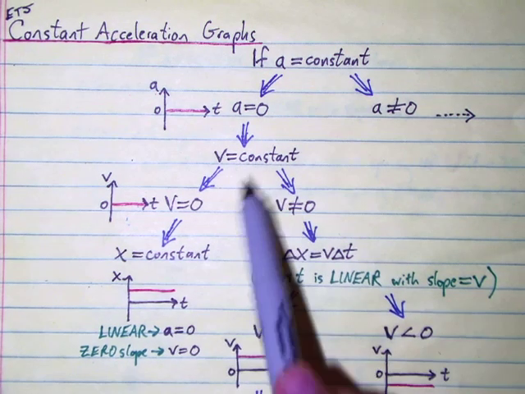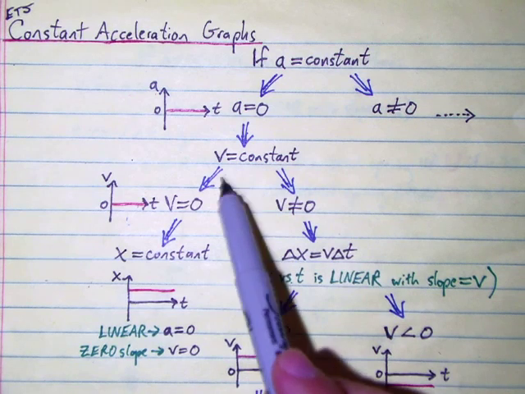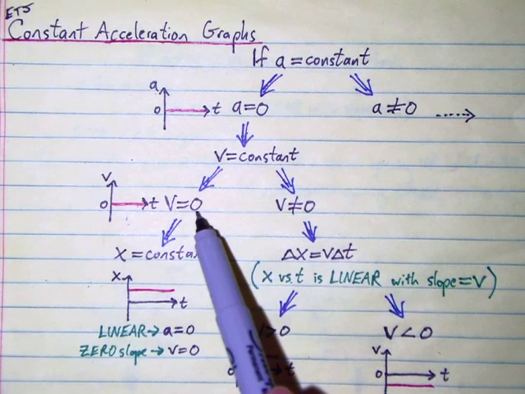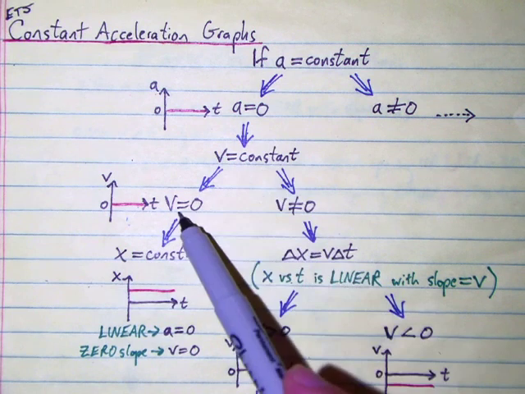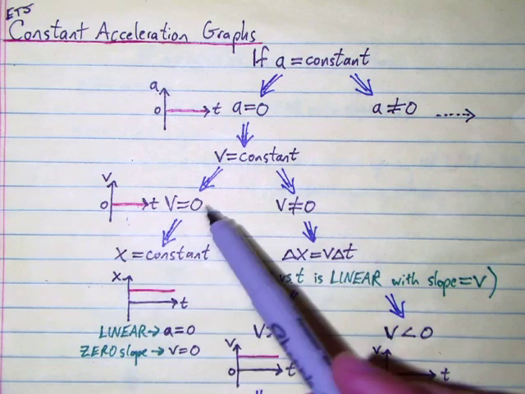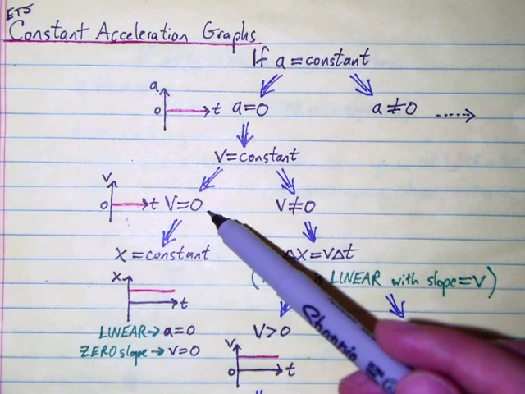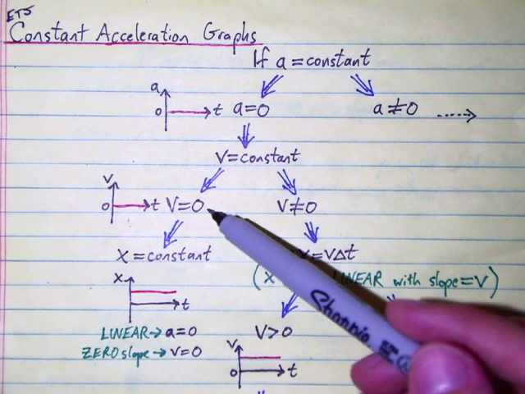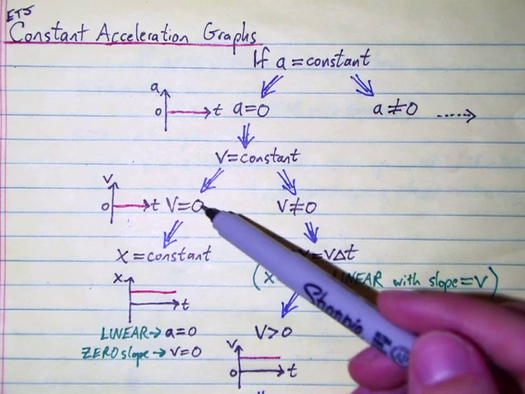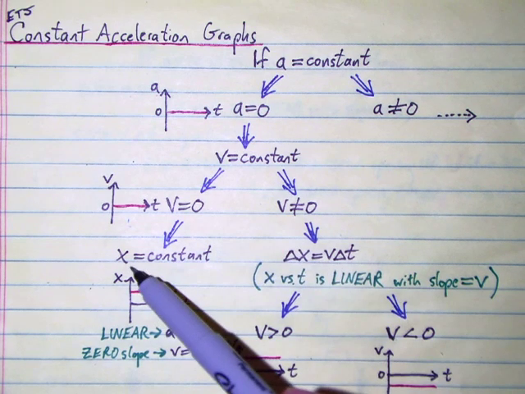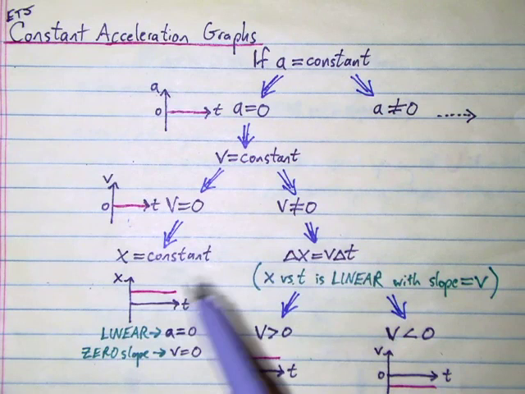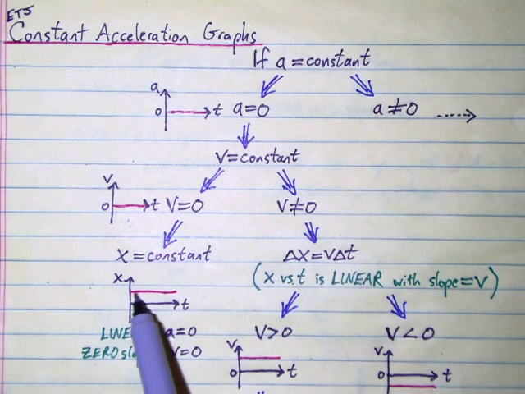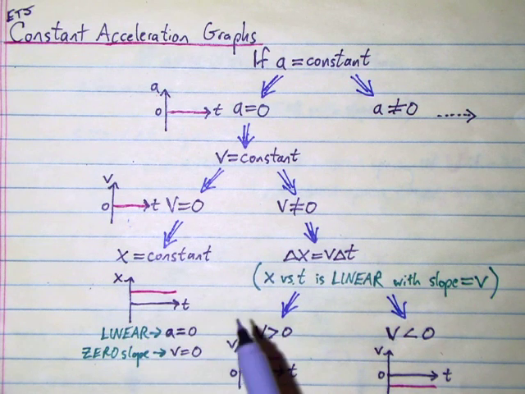And we have then two possibilities. Either the velocity is zero, because zero is a constant, or the velocity is not zero. If the velocity is zero, the graph looks like this. Because velocity is the instantaneous rate of change of the position, a zero velocity means that the position is not changing, or the position is constant. So your position graph could look like this. You're at the same position at every moment in time, position not changing.